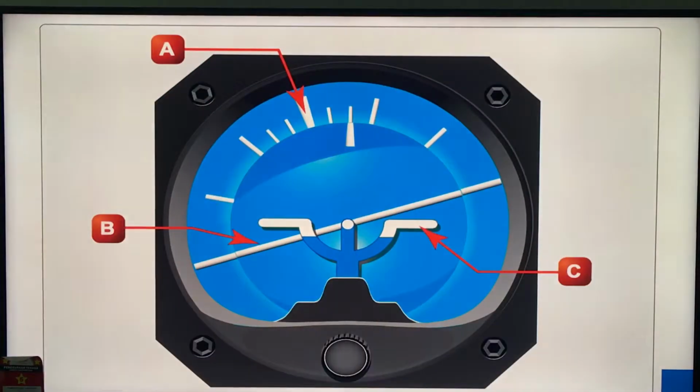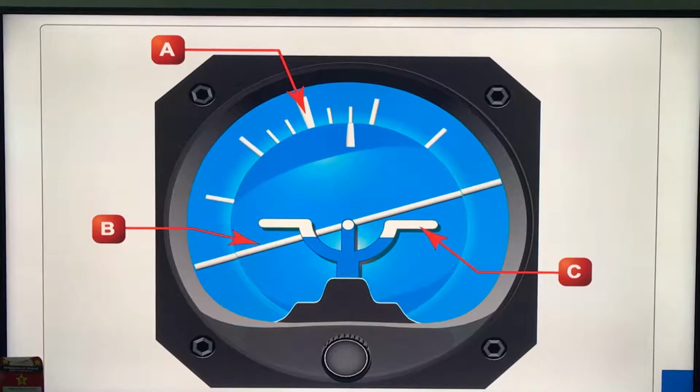Now look at our diagram, and this, by the way, is the exact diagram the FAA gives you for your written test, so no better diagram to actually look at. And we can see our attitude indicator here. Let's just go through the different parts of the attitude indicator so we know what we're looking at.